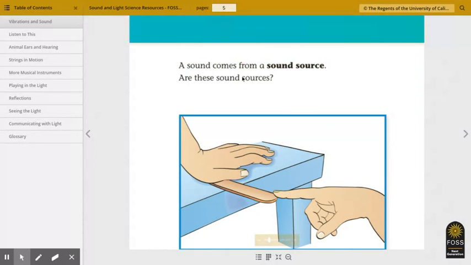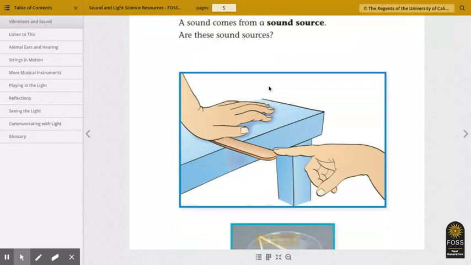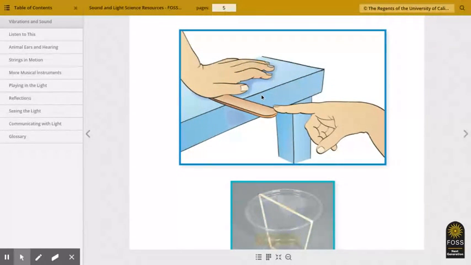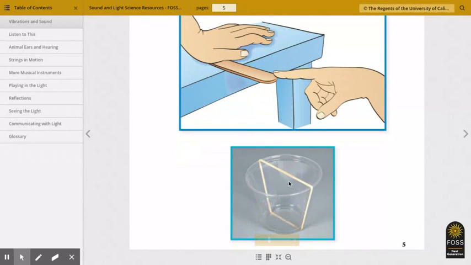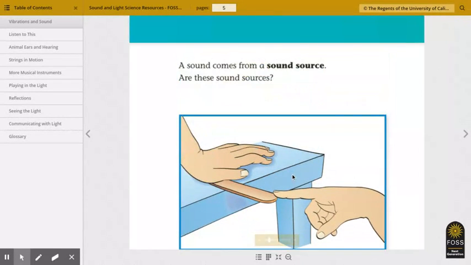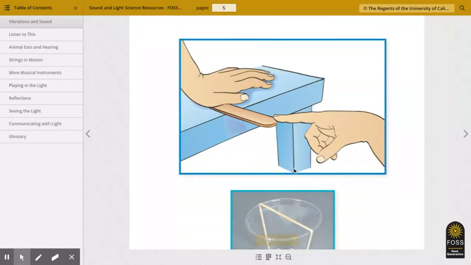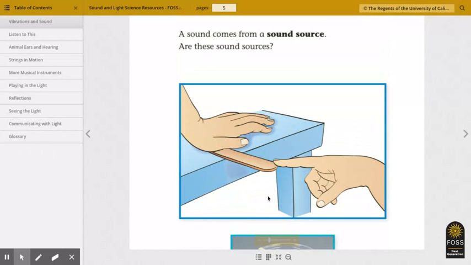A sound comes from a sound source. Are these sound sources? This is what we did in our investigation. You took your popsicle stick, you held it over the edge, and you plucked it. And then you also plucked the rubber band on your cup. Did it make sounds when you plucked the popsicle stick or the rubber band? Well, if it did, that is a sound source. Sound comes from sound sources.